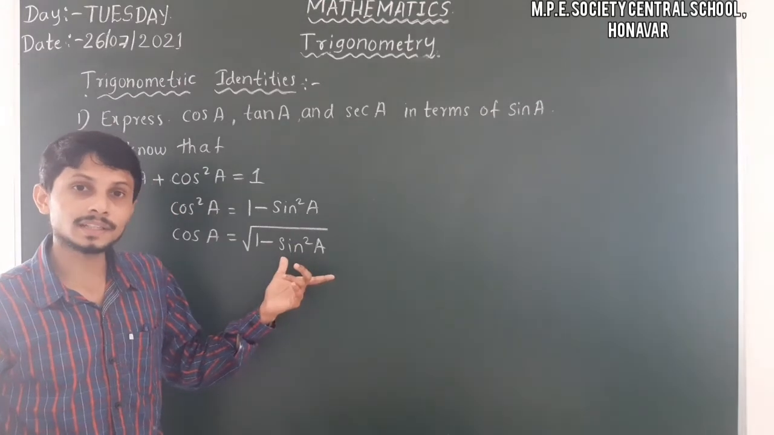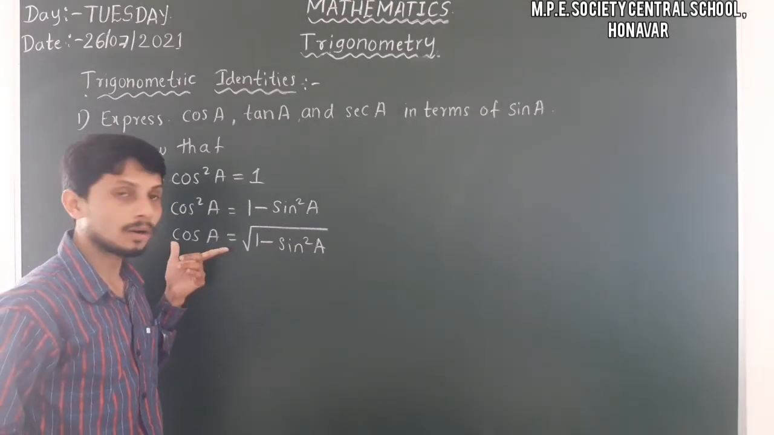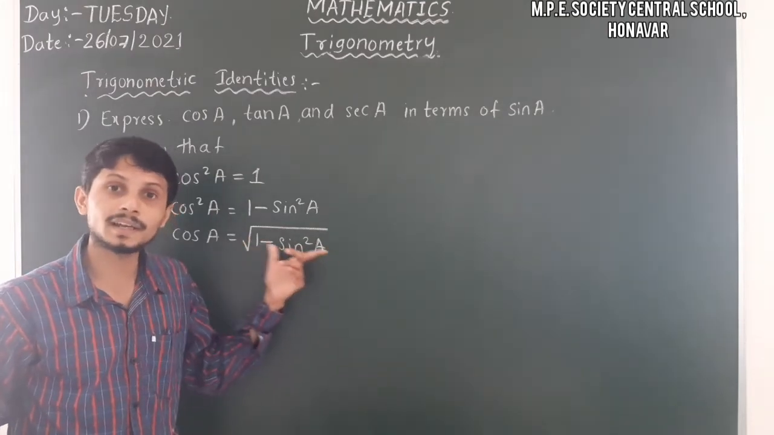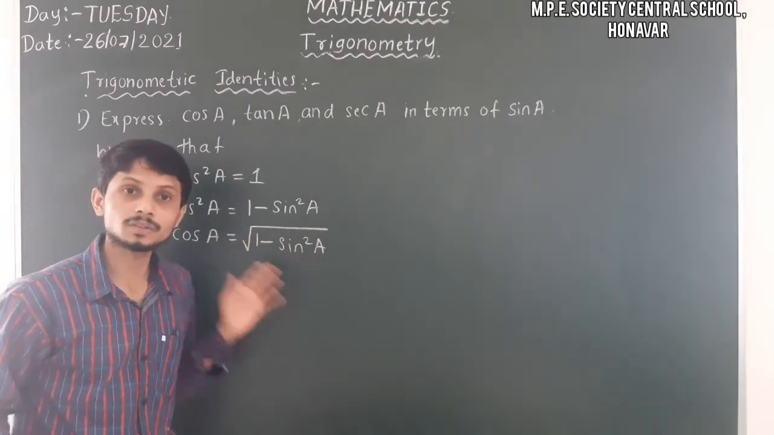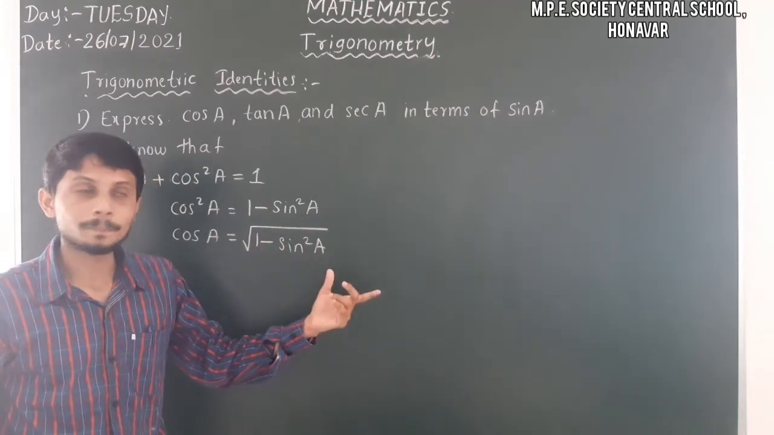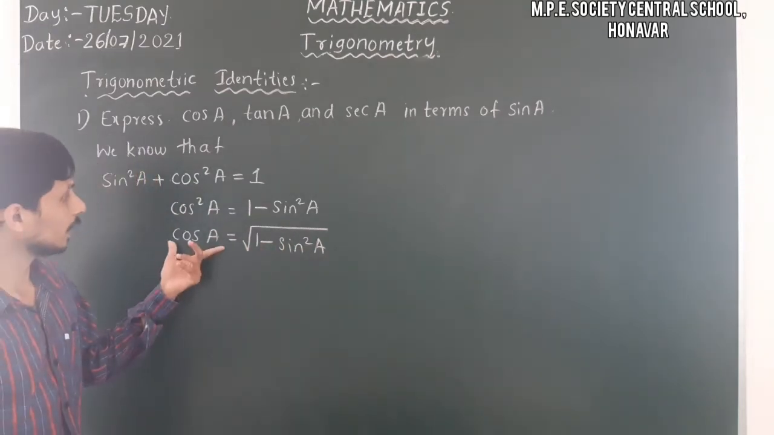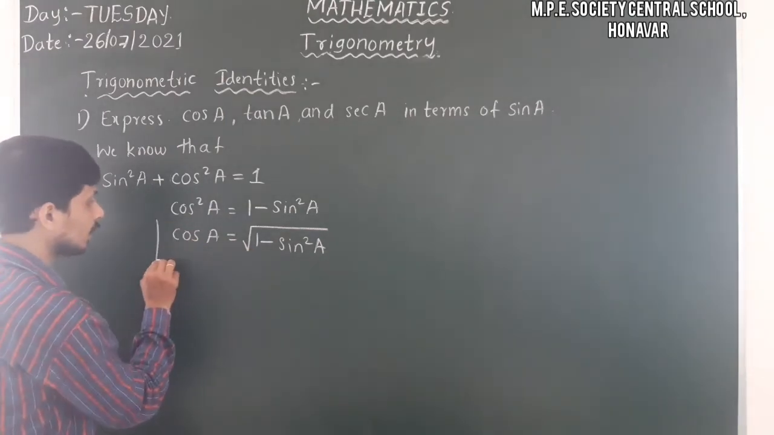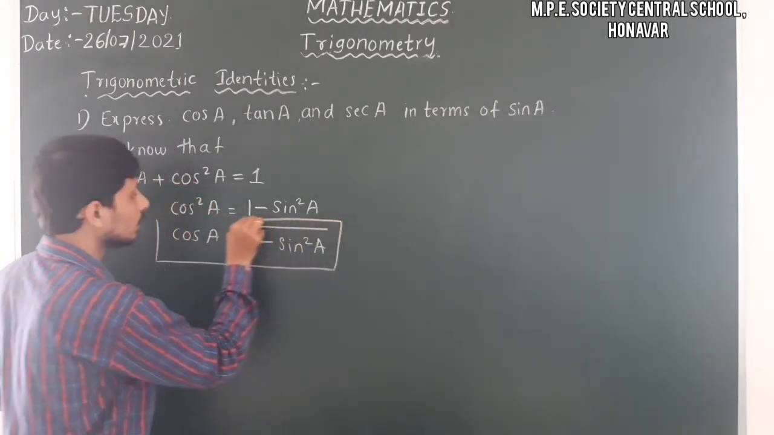This is the relationship between the cosine of an angle and the sine of an angle. So both relate with each other with this formula. And here we expressed cos A in terms of sine A. So this is the one formula we got here.